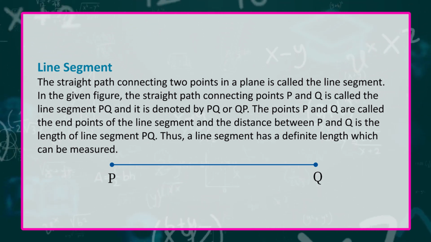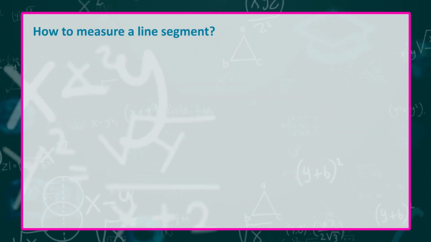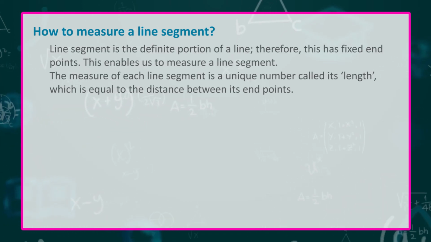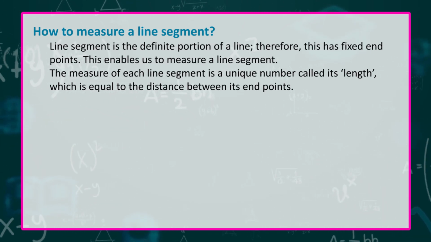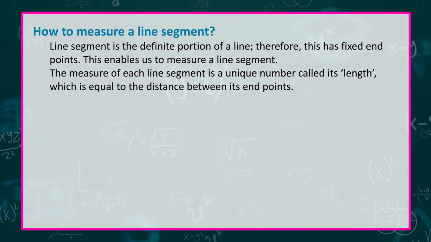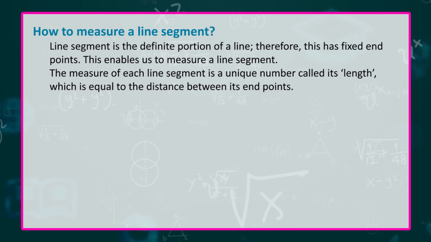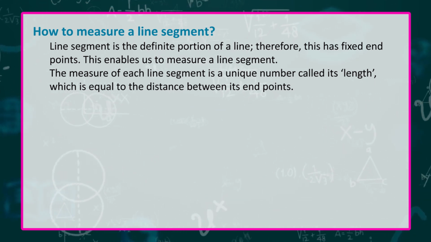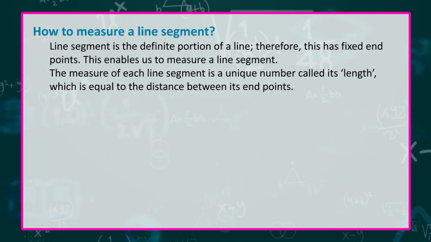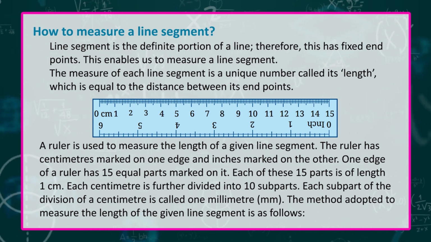Thus, a line segment has a definite length which can be measured. How to measure a line segment? Line segment is the definite portion of a line, therefore, this has fixed endpoints. This enables us to measure a line segment. The measure of each line segment is a unique number called its length, which is equal to the distance between its endpoints. A ruler is used to measure the length of a given line segment.